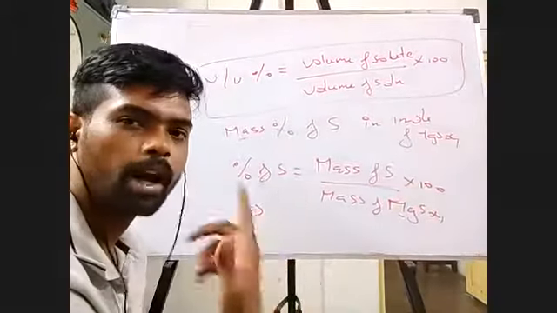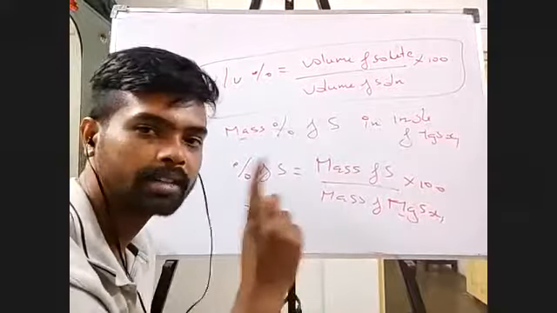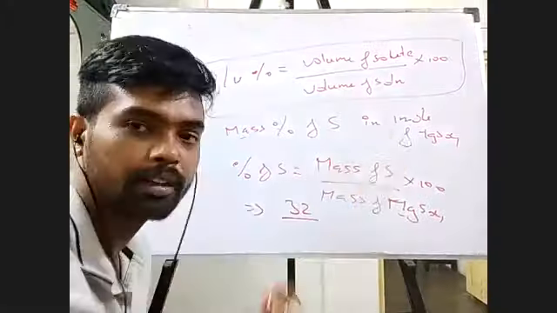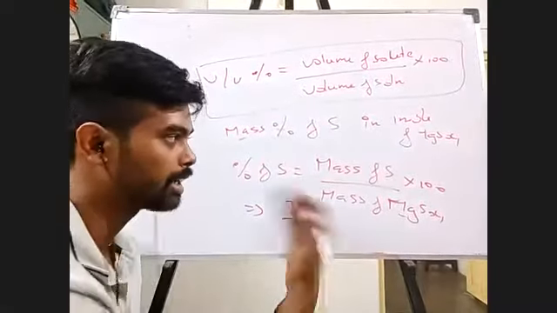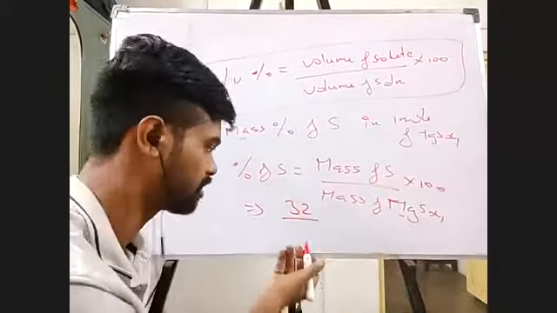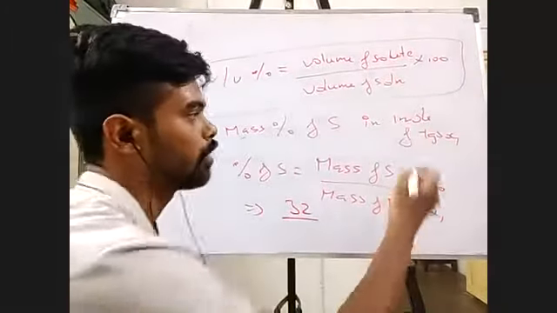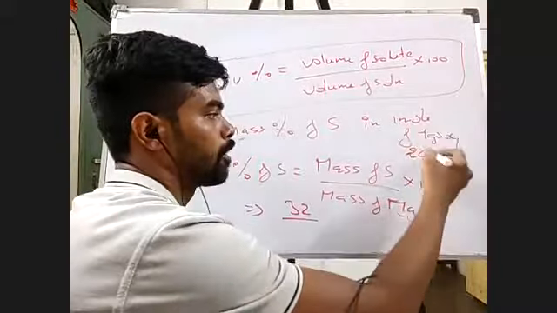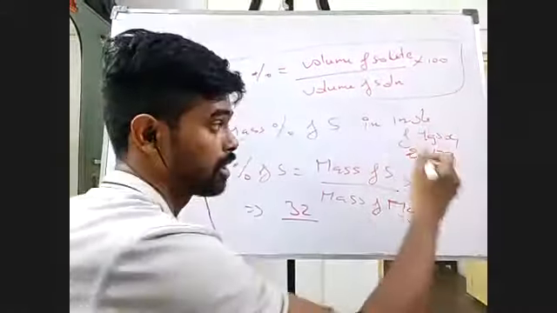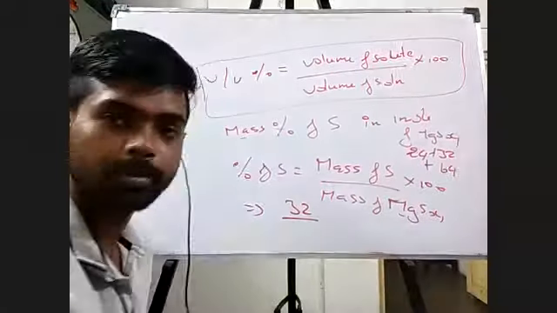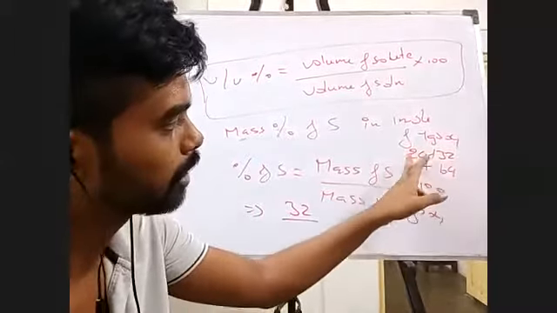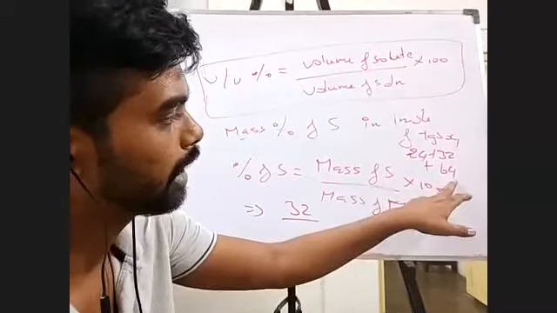Correct. And 1 mole of sulfur will have how many grams? 32 grams. That is the atomic mass of sulfur. Correct. Divided by total mass. 1 mole of MgSO4, the molecular mass is what I have to take. Say now, it will be 24 for magnesium, 32 for sulfur, plus 16 times 4, which is 64, for 4 oxygen atoms. So it will be 24, 56, 120.